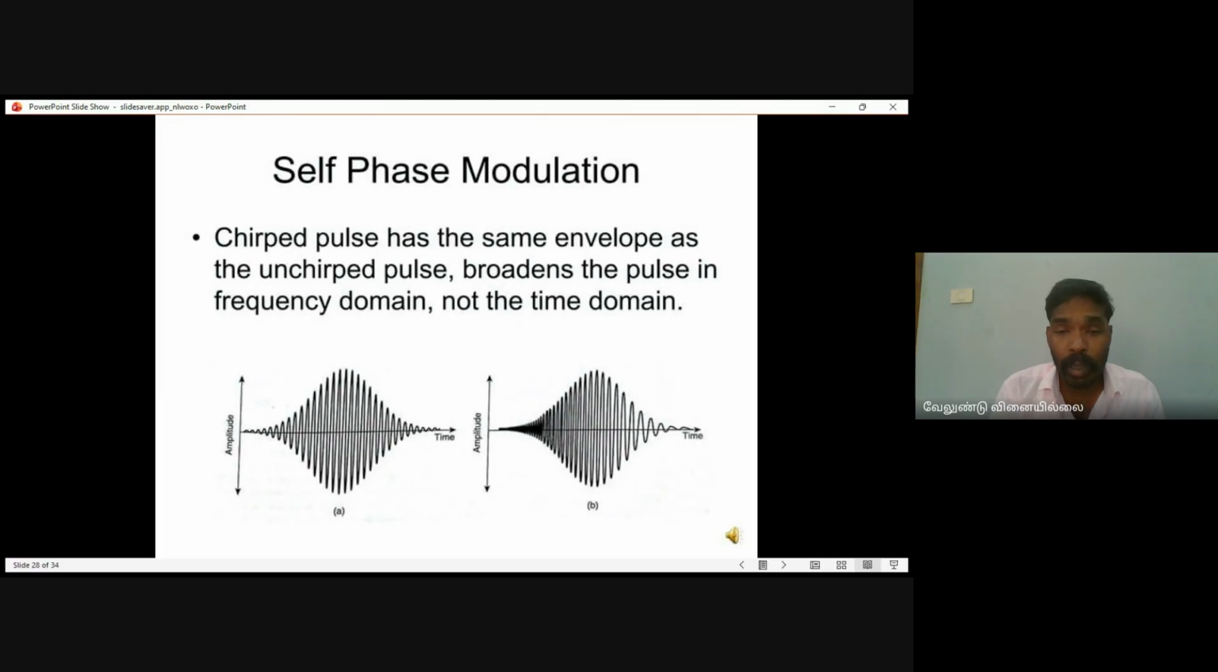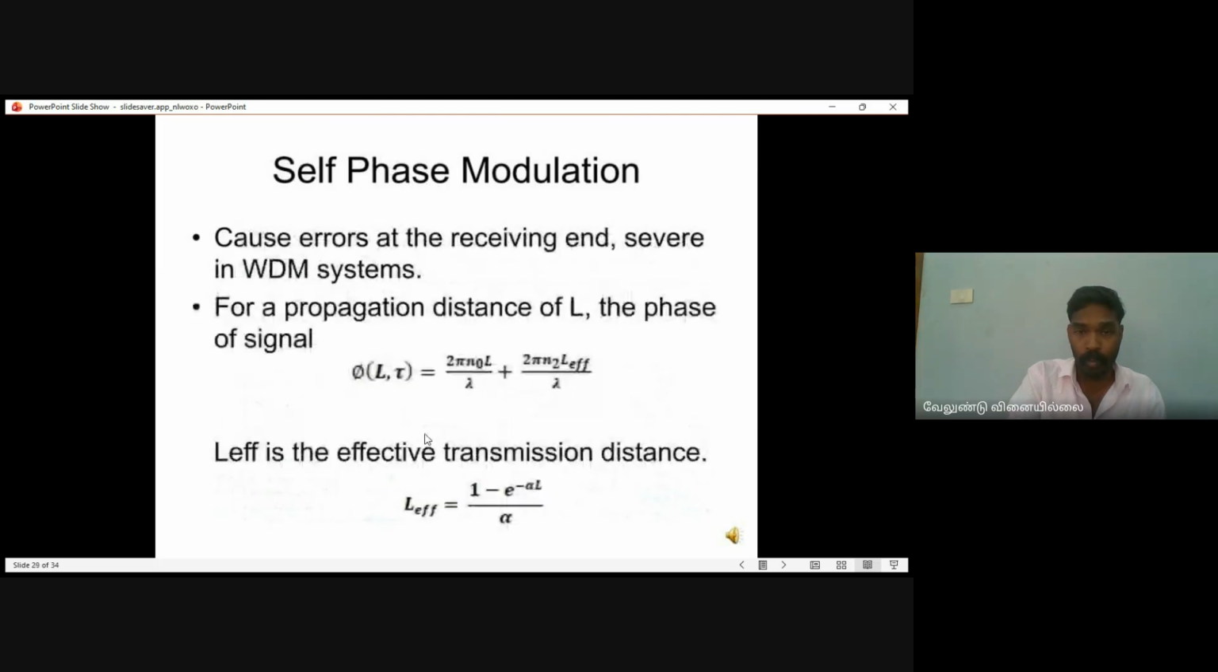So here you can see this is the chirped pulse, same envelope. This is the unchirped pulse, broadened in the frequency domain, not in the time domain. So this is the time domain. You can see there is a huge crowded part in the starting region which keeps on reducing along the line. So this is also self-phase modulation.